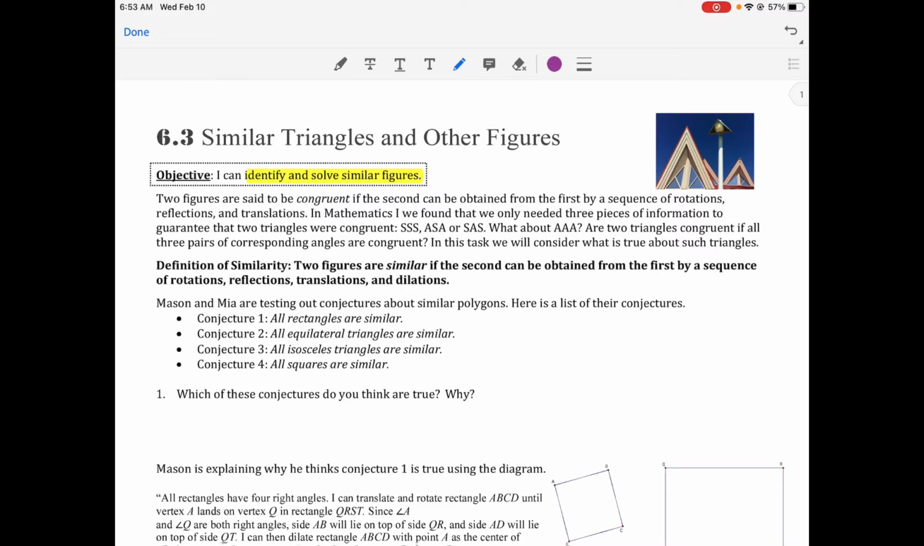But "all rectangles are similar" is not a true conjecture, meaning statement. "All equilateral triangles are similar" is true. "All isosceles" is not, and all squares are similar. And the reason is because when you do a dilation, you have to dilate the sides by the same amount.